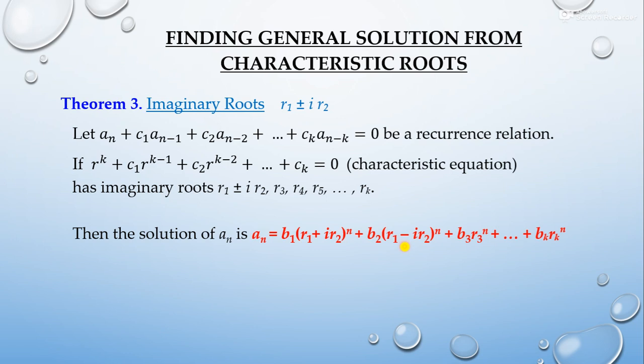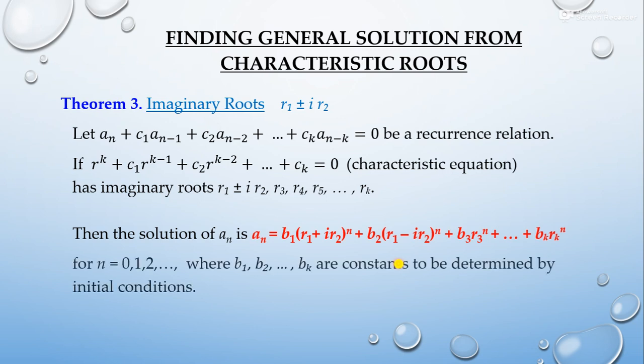For each and every root we have to include one constant, right? So for the first root we include b1, and for the second root we include b2, and these are different roots, and we already know how to solve when we have different roots. The main thing is that if we have imaginary roots, we can write our solution in this form. Clear? And b1, b2, up to bk are constants, and we can find the values of these constants from the given initial conditions.